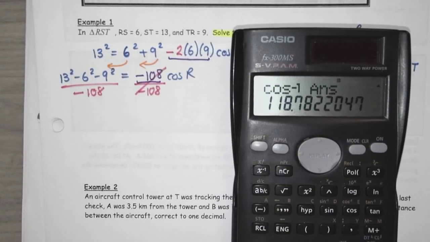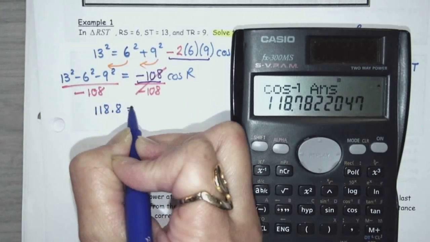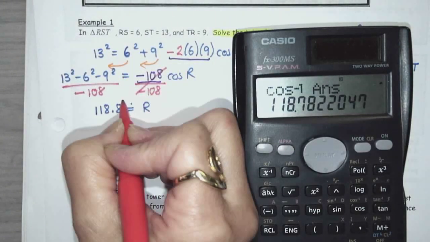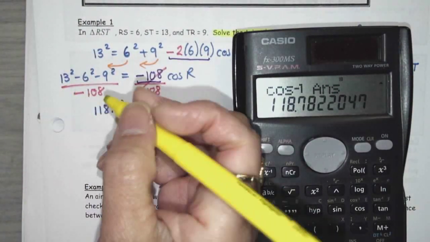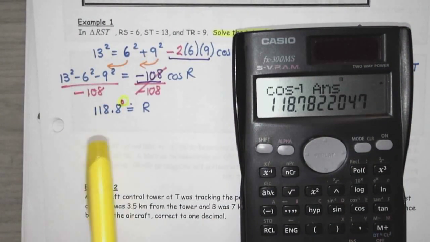It says 1 decimal, so it'll be 118.8 is approximately R. And make sure you have the degree symbol, okay? If you don't have the degrees, I should not have to take off any marks for this, but I will. I don't want to, but I will. So no missing degrees here. And I only had to round it one time, not 2 or 3 times.